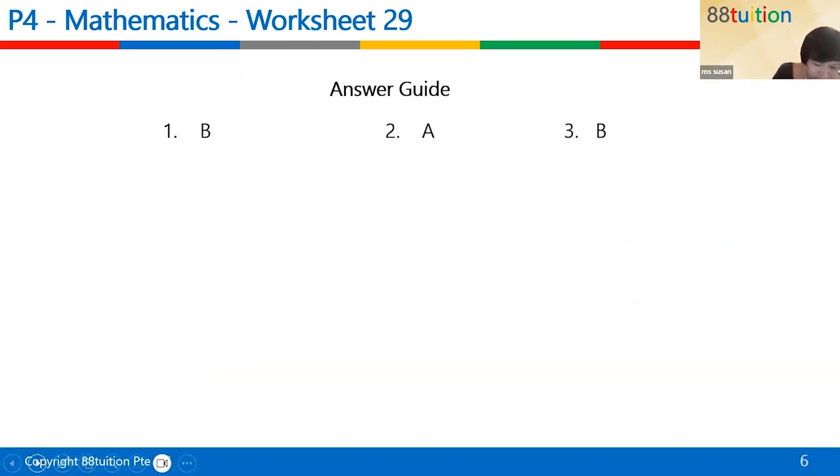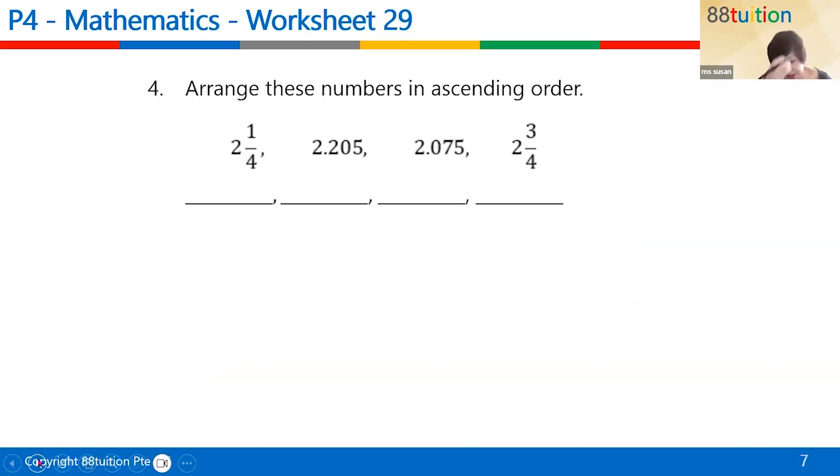Question number 4. Rearrange in ascending order. Oh, this one we did before. Remember I say this one we're supposed to change them into what? Whether it's a fraction, or change all to decimal. In here, changing to decimal is easier because what is a quarter? 0.25. So this one will get down to 2.25. 3/4, 2.75.